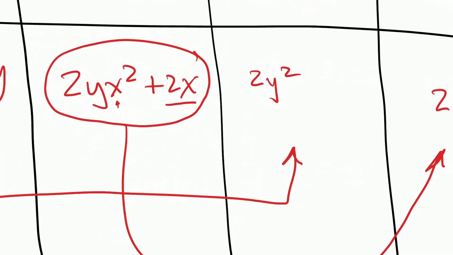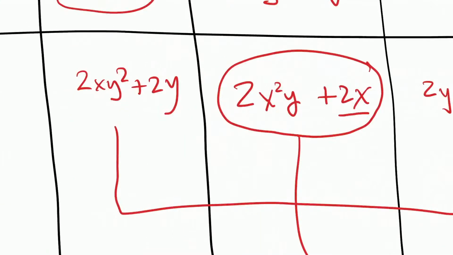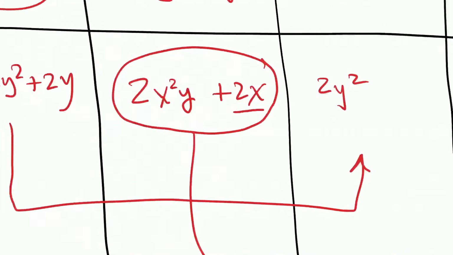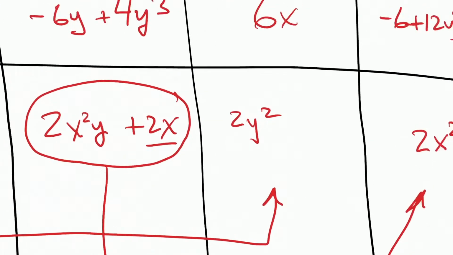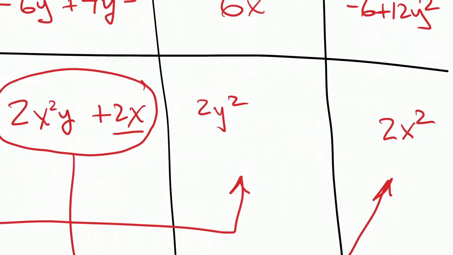It might have been easier had I written this like this, maybe 2x squared y. Yeah, why did I not? I don't know why. Did I have 2yx squared? Who told me to do it that way? I forget. It doesn't matter.